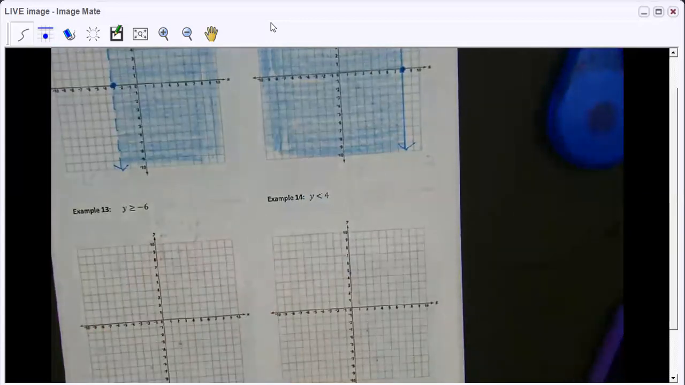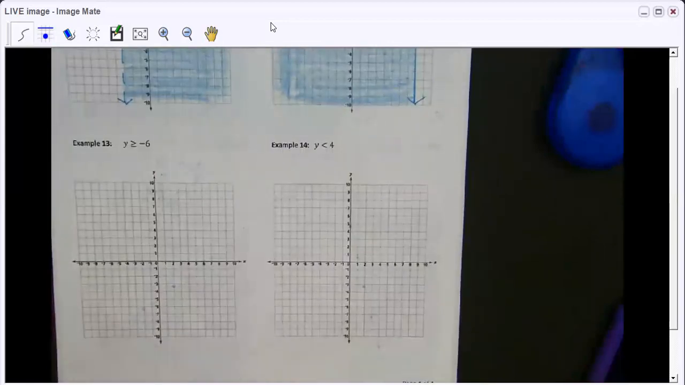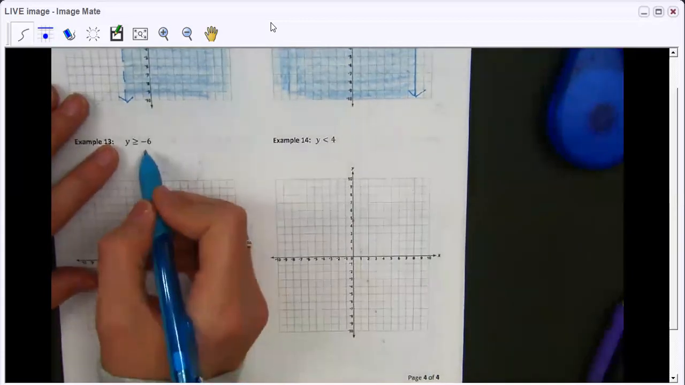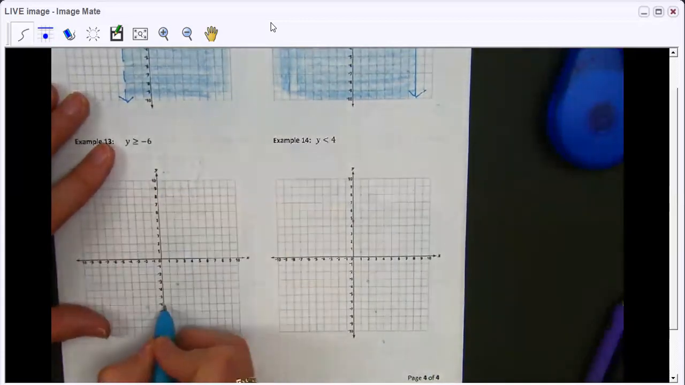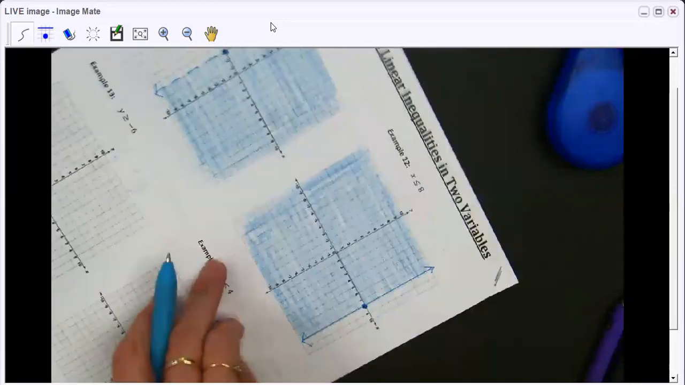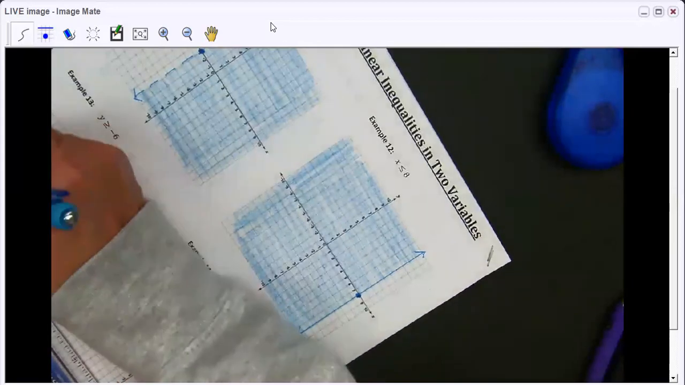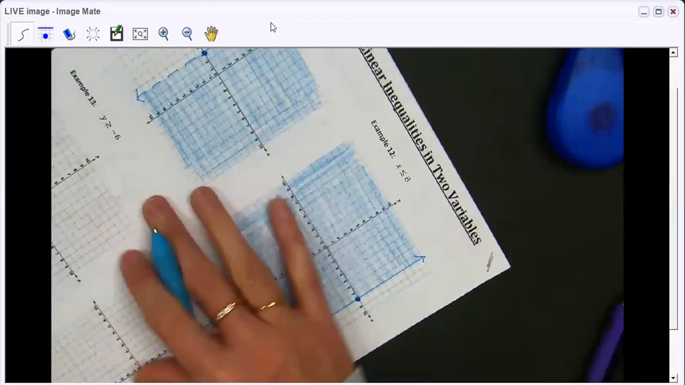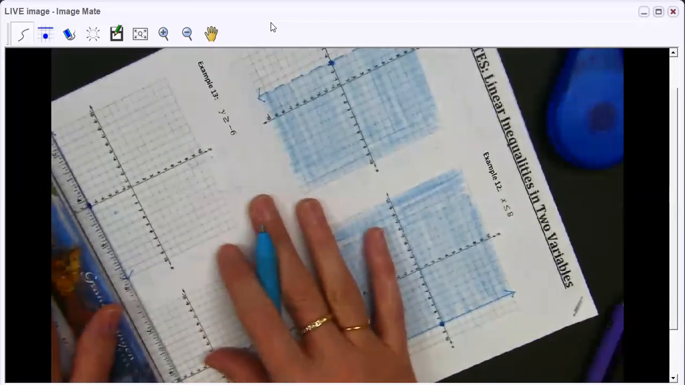Okay, last two problems. Now, instead of it being x, it's y. So we're going to do the same thing, but we're going to plot a point on the y-axis and draw a horizontal line. So here, we're going to plot a point at -6 on the y. And straight above it, and then shade above it because it's greater, and it's going to be a solid line.